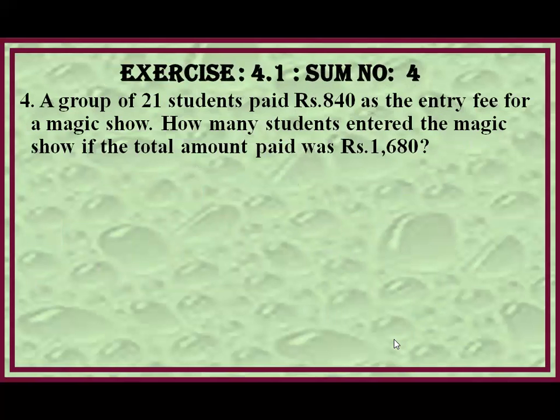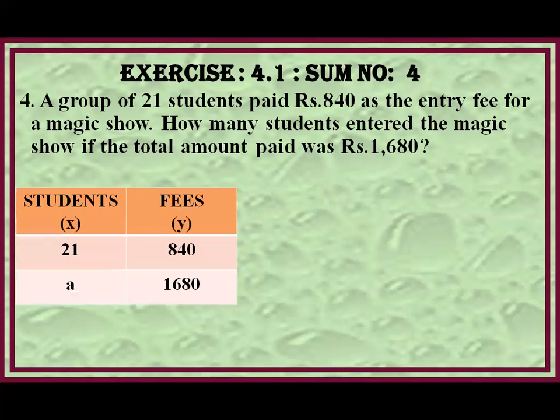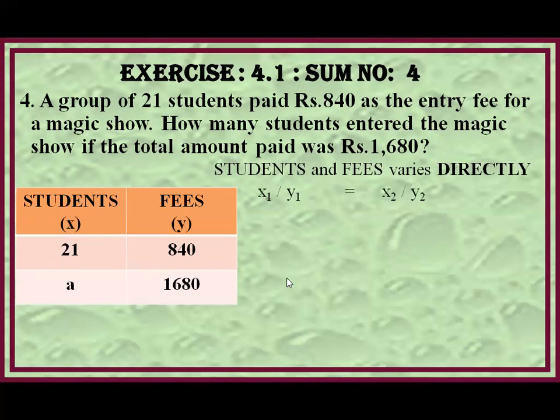A group of 21 students paid rupees 840 as an entry fee for a magic show. How many students entered the magic show if the total amount paid was 1680? So the number of students and the fees is the comparison. 21 students paid 840 rupees. We don't know how many students paid 1680. So the number of students will also increase. So students and fees vary directly.